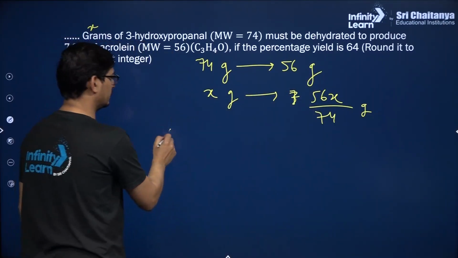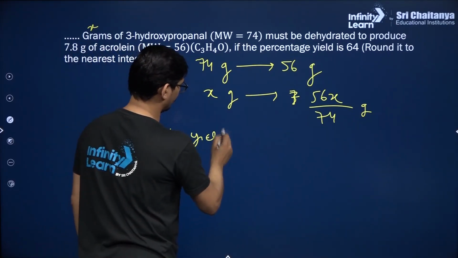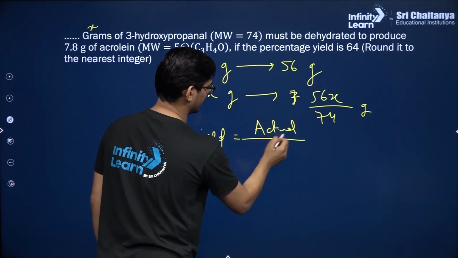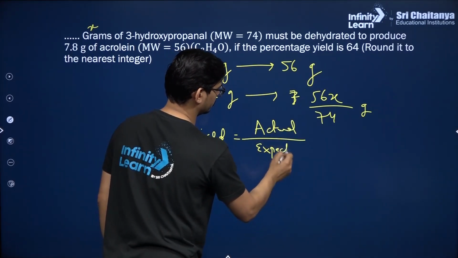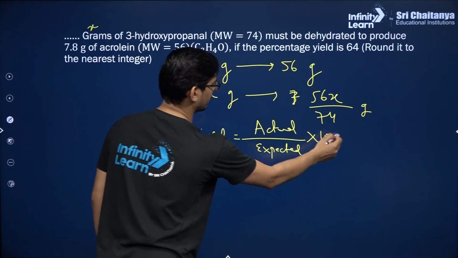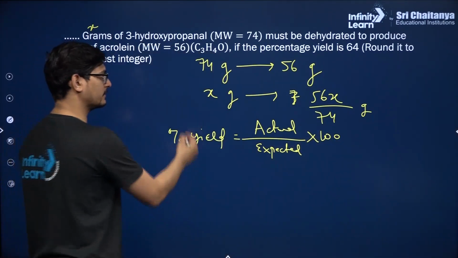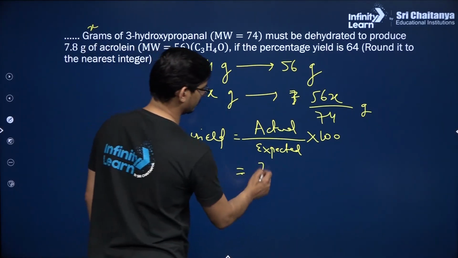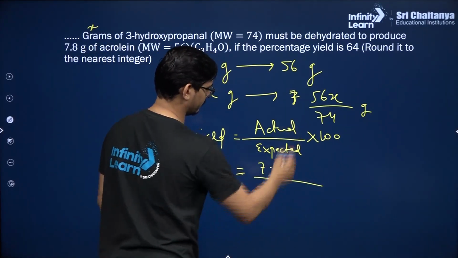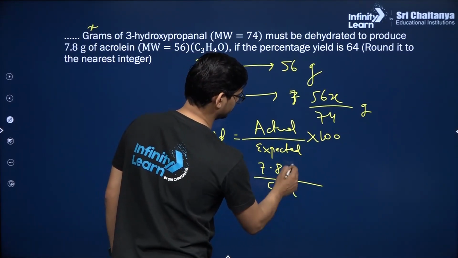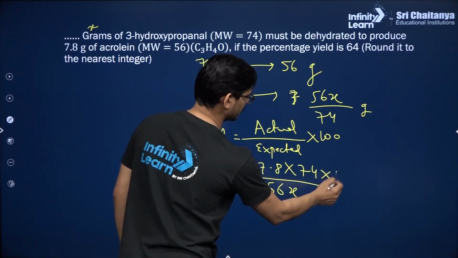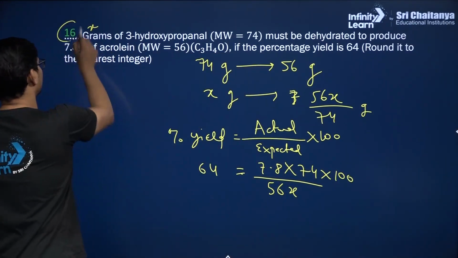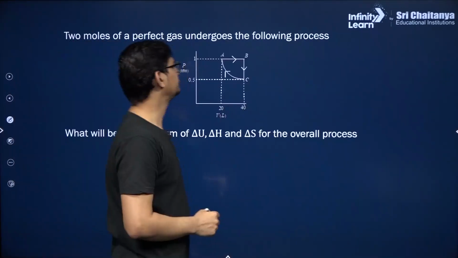Now guys, the percentage yield is actual amount divided by expected amount multiplied by 100, right? Percentage yield is given 64, actual amount is also given 7.8, and expected amount we just calculated, right? So you can solve for x here. You will calculate, the value comes out to be 16.